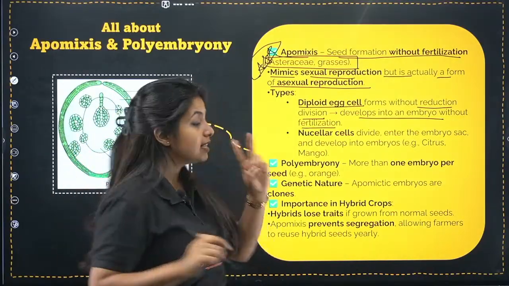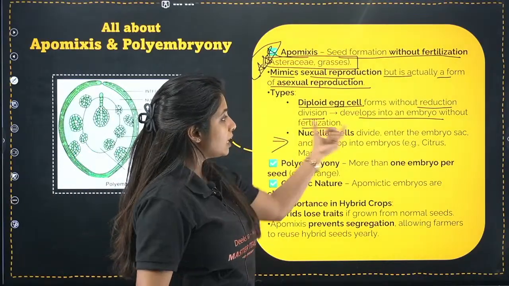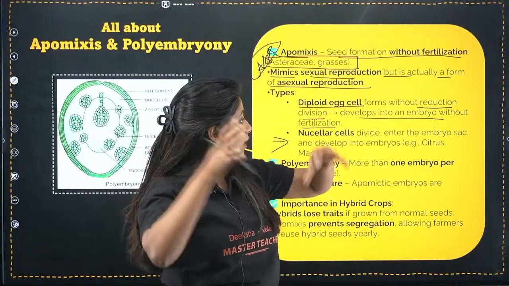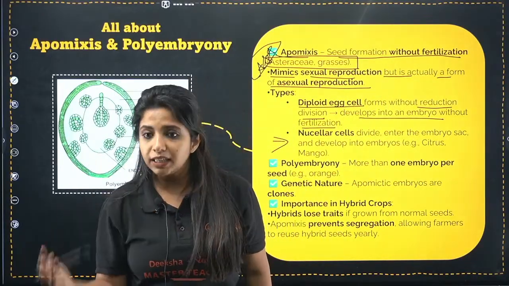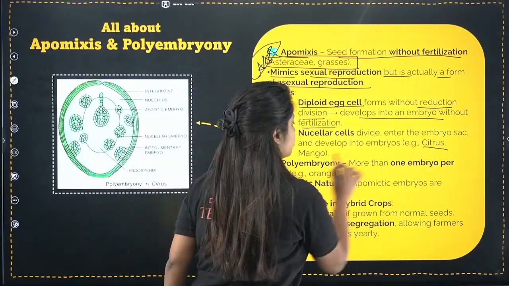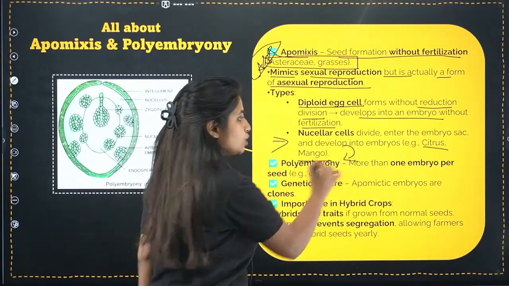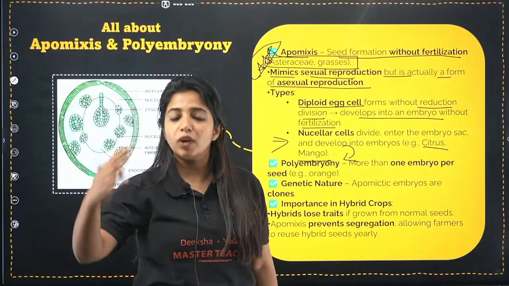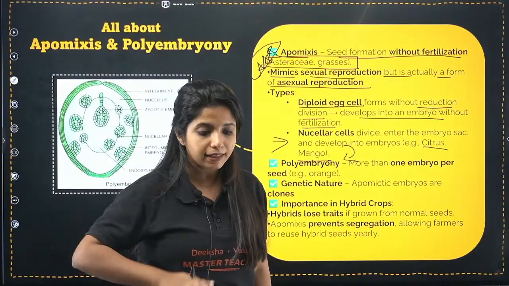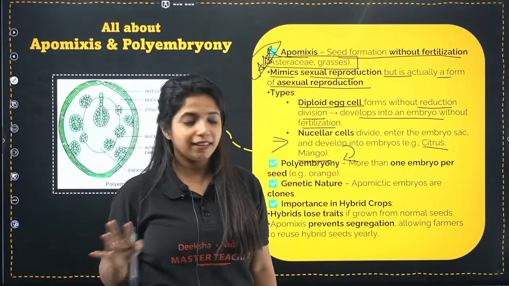This is one way. Second way is nucellar cells. Nucellar cells which are there, they divide, they enter the embryo sac and they develop into multiple embryos. This is found in the case of citrus fruits such as mango, orange and things like that. And this condition is known as what? Polyembryony, where more than one embryo is formed inside the embryo sac.